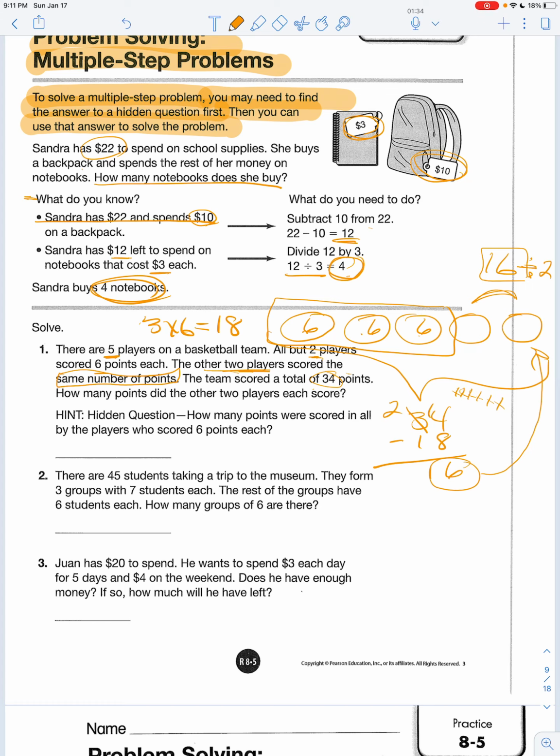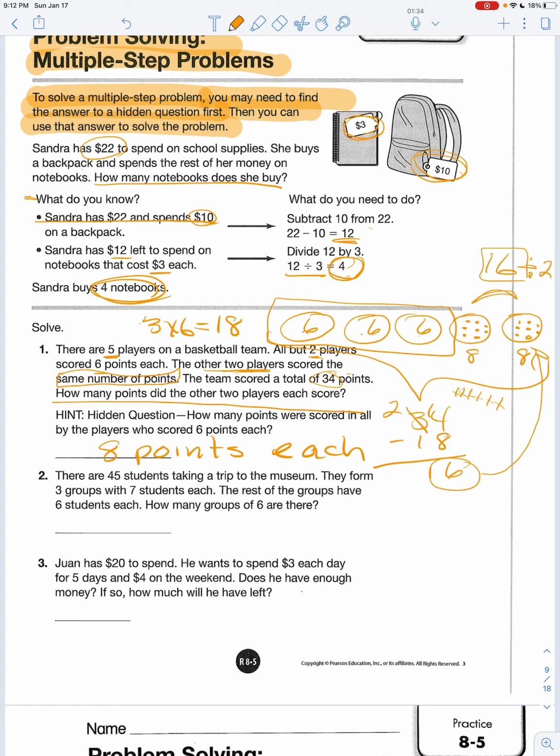Well, if you don't know, let's draw the dots. Let's count up to 16. 1, 2, 3, 4, 5, 6, 7, 8, 9, 10, 11, 12, 13, 14, 15, 16. Each of the other two players scored 8 points. And that answers the question. How many points did the other two players each score? They each scored 8 points each. On word problems, it's very important that you label your work so that it makes sense.